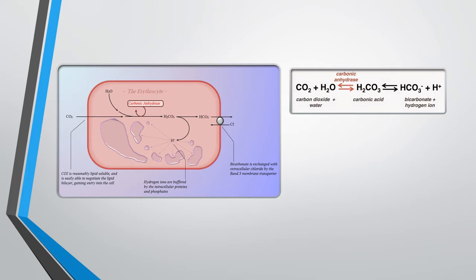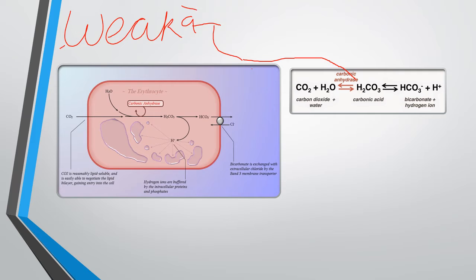So how does it work? A buffer consists of two components: a weak acid, which is carbonic acid, plus its conjugate base, which is bicarbonate. So the weak acid is carbonic acid, and the conjugate base is bicarbonate. That is what the bicarbonate buffer system consists of.